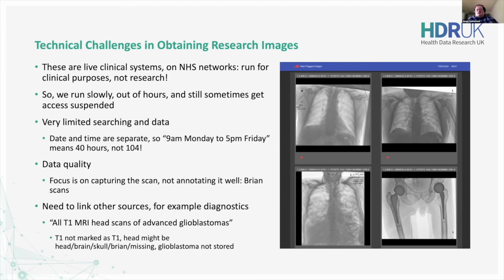Now, the PACS has got all of the MRI scans, that's fine, but it doesn't know about glioblastomas. You need to pull another database for that. It doesn't know necessarily whether a scan is a head scan or not. And of course, even if it's accurately marked, there are a dozen different ways that a head or brain scan could be described: head, brain, skull, cranium. And any of those or none could be used for any particular scan.